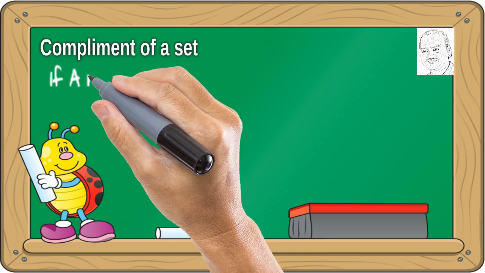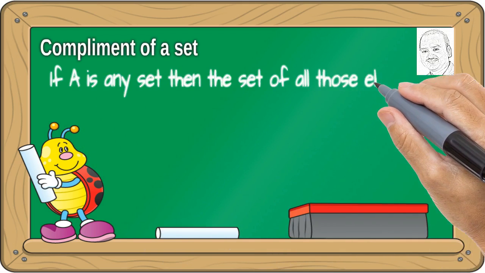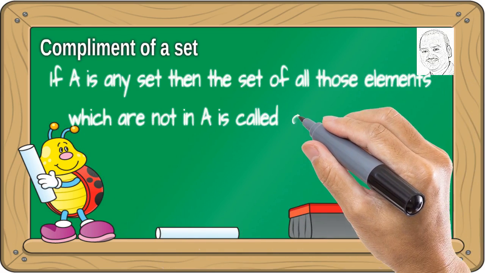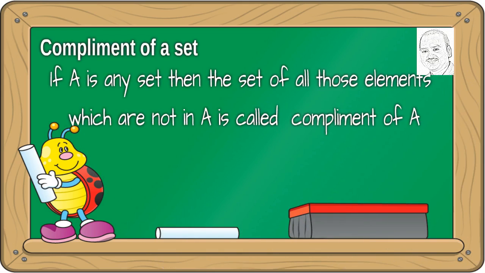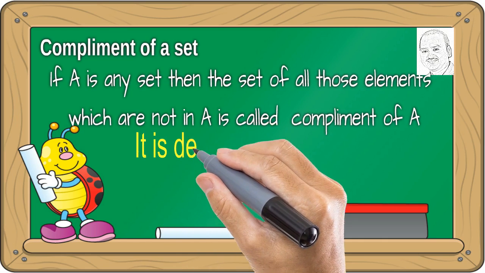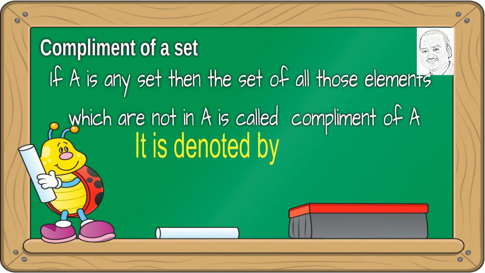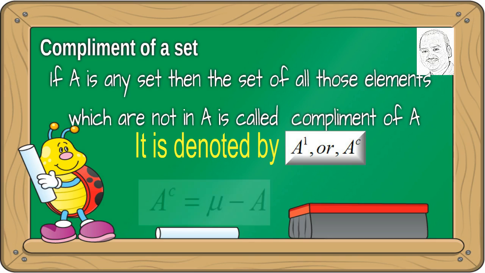Complement of a set. If A is any set, then the set of all those elements which are not in A is called the complement of A. It is denoted by A complement or A dash. A complement is equal to mu minus A. Here mu is equal to the universal set.